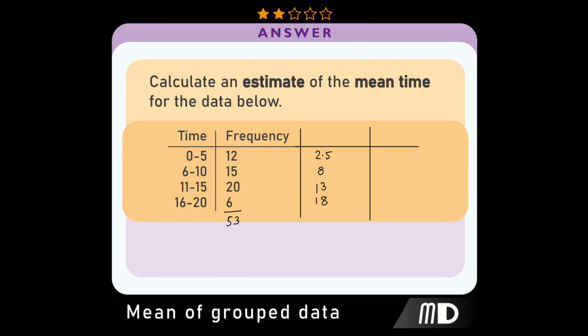The next step is to multiply those together. So we know we've got 12 values. We're saying that those 12 values are all 2.5. So we need to multiply 12 by 2.5. And we know they all add up to 30. 15 times 8 is 120. So we're saying that although there are 15 values between 6 and 10, because the middle value is 8, those values add up to 120. And likewise for the next two groups. So 20 multiplied by 13 is 260. And 6 multiplied by 18 is 108.